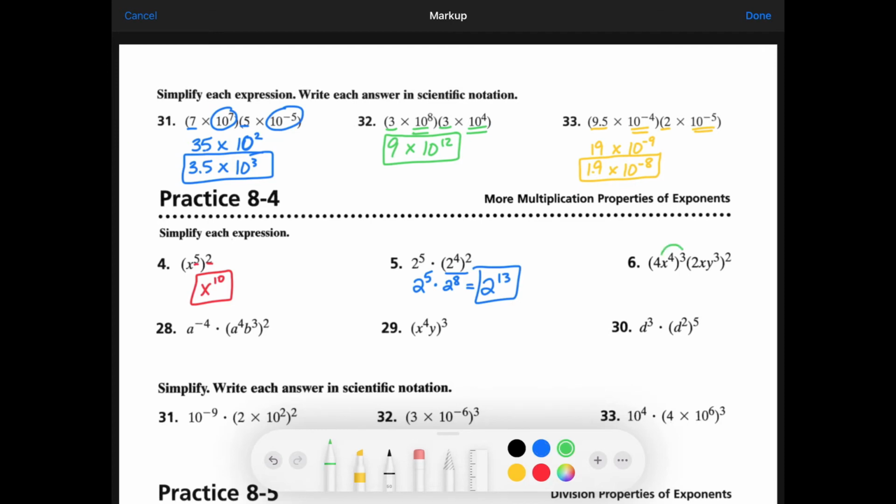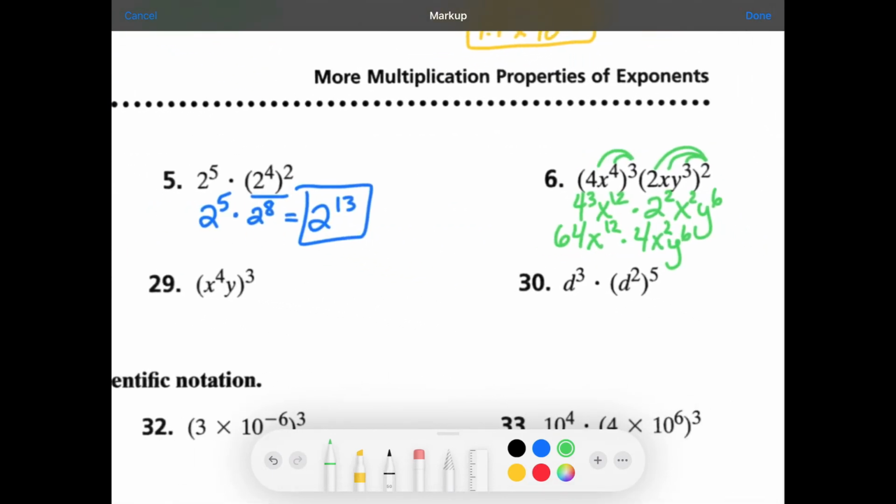Number 6, you got to give those powers to everything. So 4 to the 3rd, x to the 12th. We got to give this 2 to everything. So 2 to the 2nd, x to the 2nd, and y to the 6th. So let's see, 4 to the 3rd is 64, 2 squared is 4. Now we could go ahead and multiply the 64 times 4. Let's see, 64 times 4 is 256. Add the exponents on the x, so that would be x to the 14th and y to the 6th.